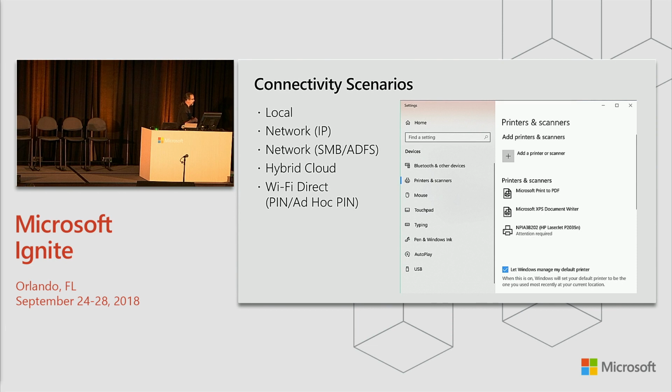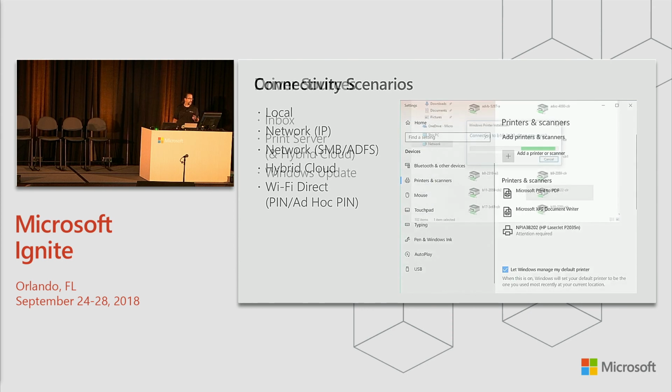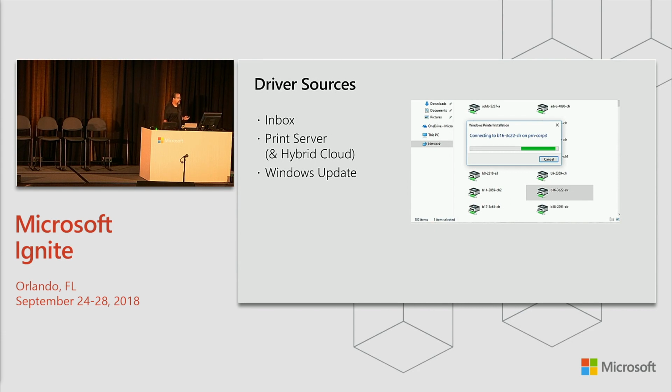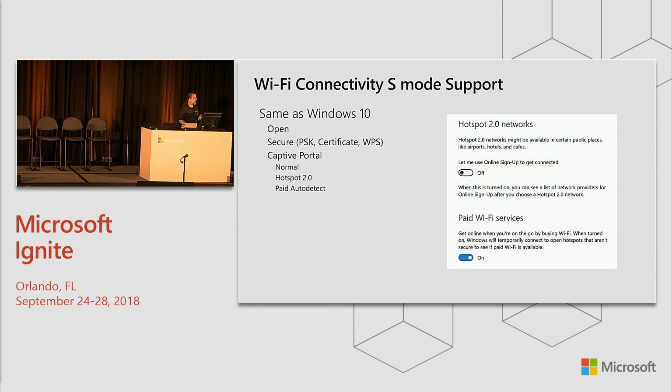Local connectivity scenarios, whether local, network IP, hybrid cloud, Wi-Fi Direct, or PIN ad hoc print, all of that is supported. Driver sources are, of course, inbox, print server, or Windows Update as well. If the driver updates are delivered through Windows Update for printers, we should be fine. You can do the exact same connectivity scenarios with Windows 10 S mode for shared print servers that you do with non-S mode devices. Wi-Fi connectivity is again the same as Windows 10: open, secure, pre-shared key, certificate, captive portal, normal hotspot, all of that.